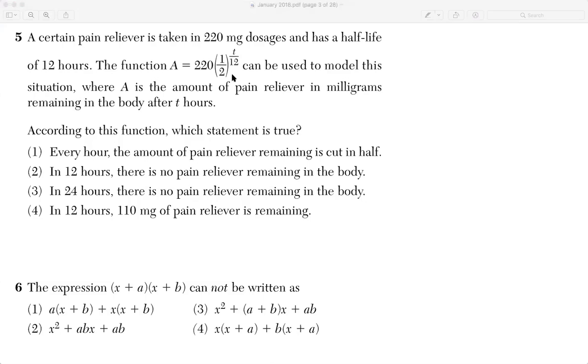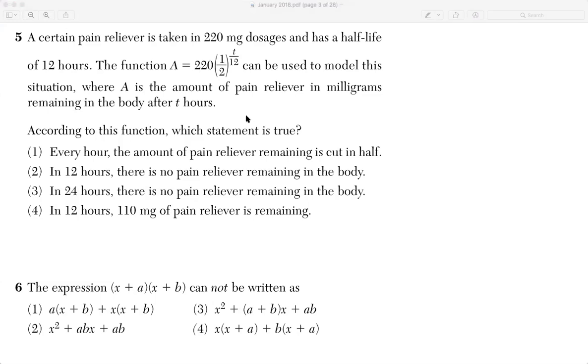This is the function. A is the amount of pain reliever in milligrams remaining in the body after T hours. According to this function, which statement is true? 1, every hour the amount of pain reliever in the body is cut in half. Wrong. Every 12 hours the amount of pain reliever is cut in half. In 12 hours, there is no pain reliever remaining in the body. Wrong. In 12 hours, there's going to be half of this in the body. In 24 hours, there is no pain reliever remaining in the body.